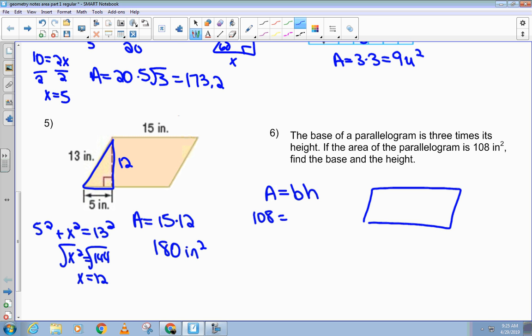It says the base of the parallelogram is 3 times its height. Do we know what the height is? No. So what are we going to let something we don't know be? X. So there's my height. It's X, right? All right.